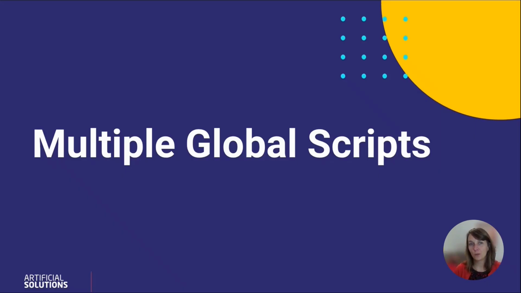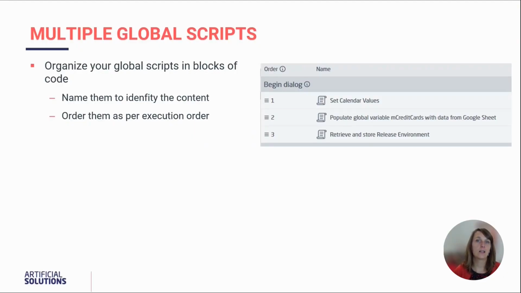Good. So the next feature that we have that applies to both versions of the platform is multiple global scripts. Okay. And what does that mean? That actually means now that you can split your global scripts into smaller blocks of code. Up until now, you've had everything, for instance, in the begin dialog event, right? You had everything in one big chunk of code. As of 7.1, you can now split those scripts into smaller pieces of code. You can give them a name, and then you can order them in the way that you want them to be executed.